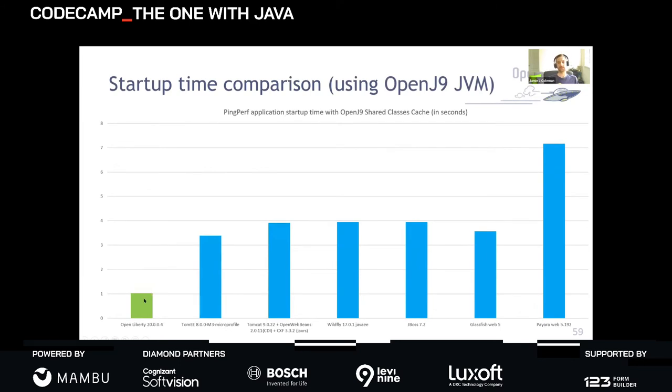But it's not just OpenLiberty here. I'm obviously advocating for OpenLiberty, but even all the rest of the application servers have lost time. This was about 9.5 seconds, I think, and now we're down to 7. So utilize these performance benefits from your JVM no matter what runtime you're using.